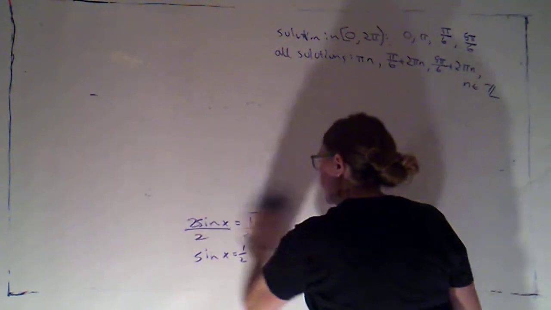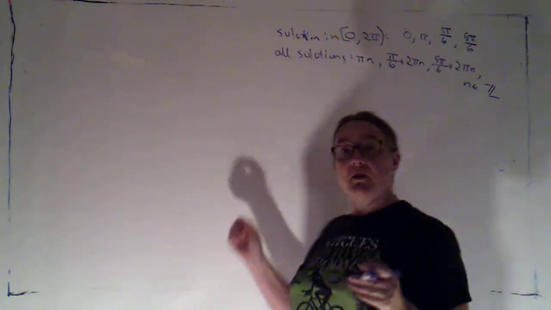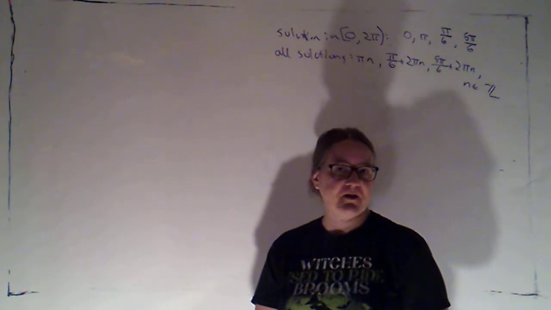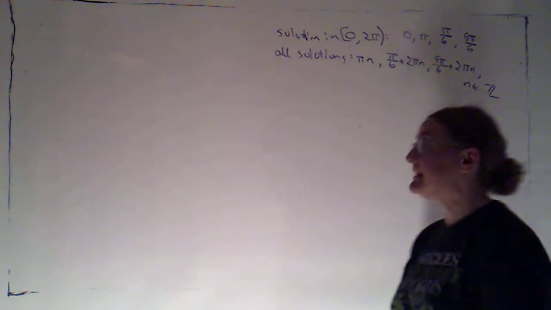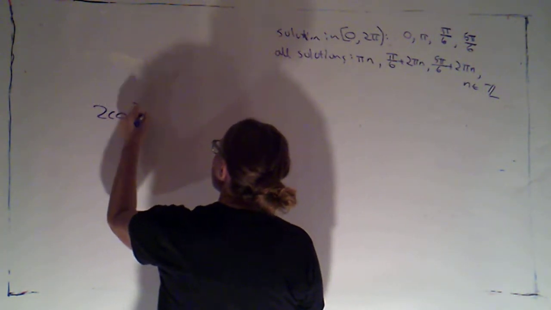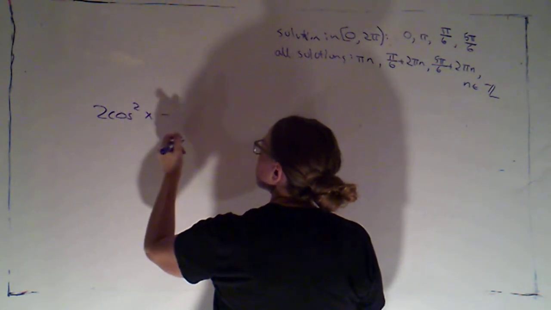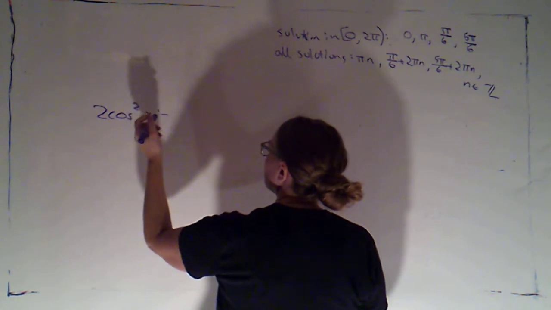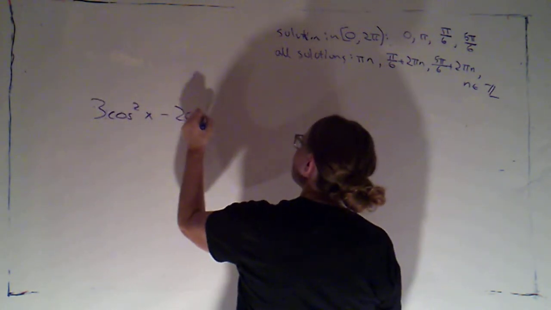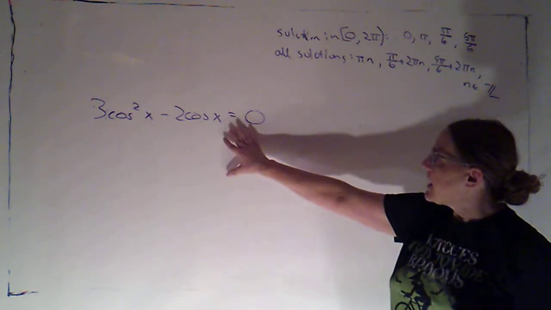So I'm going to put another problem up here on the board. And what I want you to do is try that problem on your own before tuning into the next video. And then we'll look at that one together in the next video. So let's try 2 cosine squared x minus, let's see. Actually, let's make this 3 cosine squared x minus 2 cosine x equals 0. Okay. Give that one a shot.